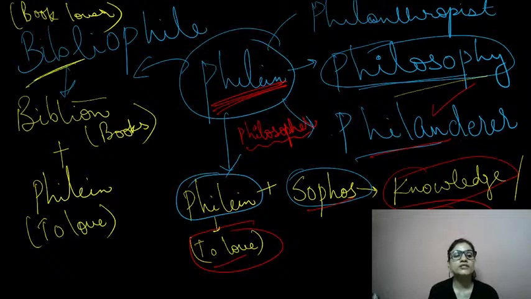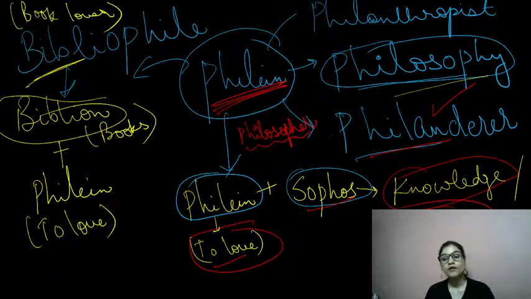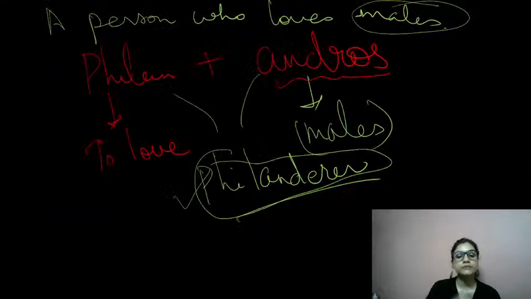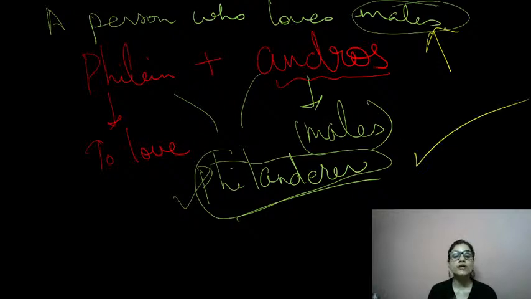Bibliophile mein biblion is the word root, which is what? Which is a prefix. Biblion refers to books. Phile means to love. So a person who is a book lover is a bibliophile. Philanthropist, person who loves mankind. Philosopher, person who loves knowledge or wisdom. Sophos is knowledge or wisdom. And philanderer. Philanderer matlab person who loves males, right? So that's another word for a person who loves males, philanderer, right? I hope you'll remember all these words, guys. I want all of you to remember these words and word roots.